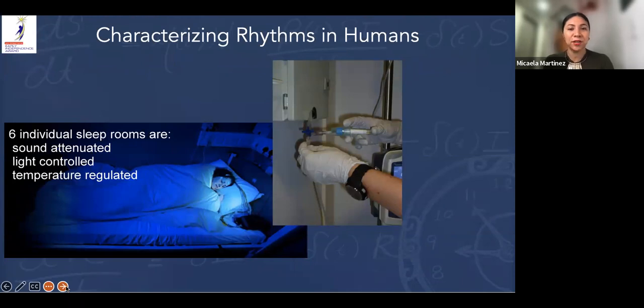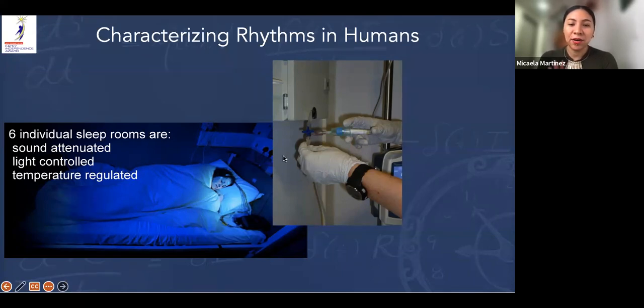And so just to share a little bit with you what we did. We wanted to look at seasonal biology in humans, but in order to do this, we also needed to control for circadian rhythms and look at circadian rhythms. So at the University of Surrey, they have this great chronobiology facility with six individual sleep rooms.